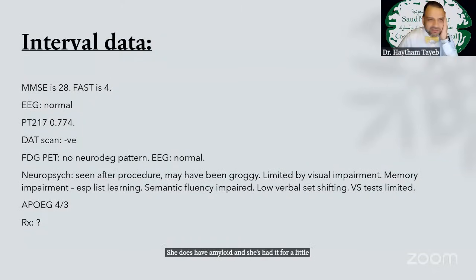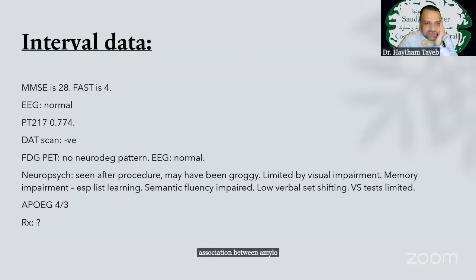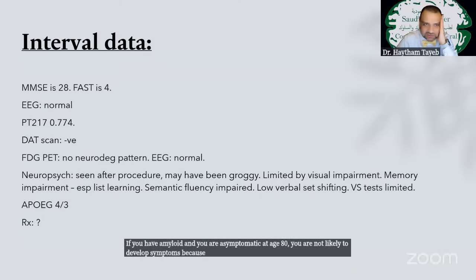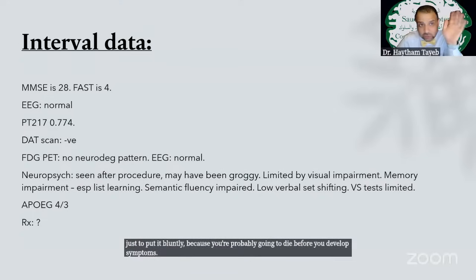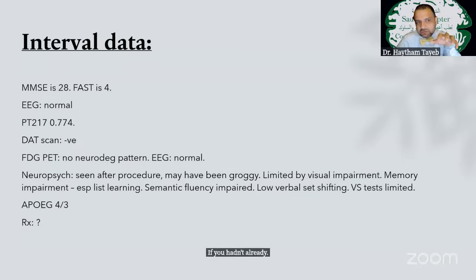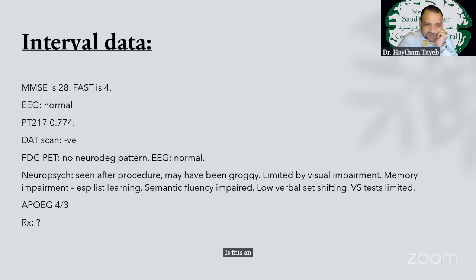We don't know. I think my interpretation of the association between amyloid and age is that if you have amyloid and you are asymptomatic at age 80, you are not likely to develop symptoms because, just to put it bluntly, you're probably going to die before you develop symptoms if you hadn't already. But the argument here, just to be the devil's advocate, is did she already develop symptoms? Did she have amyloid for long enough and now she's symptomatic because of it? Is this an atypical presentation of Alzheimer's disease?